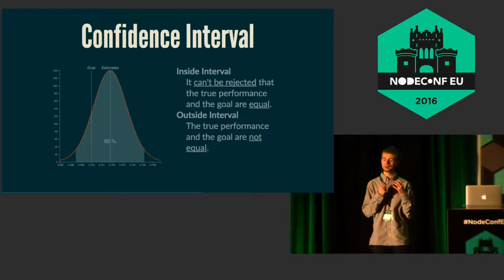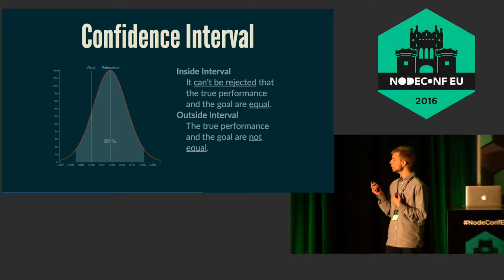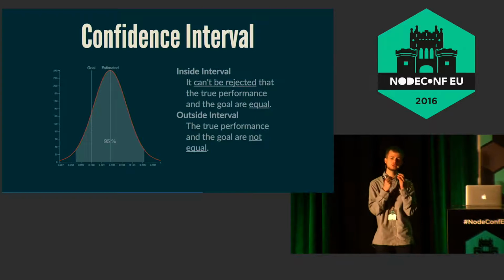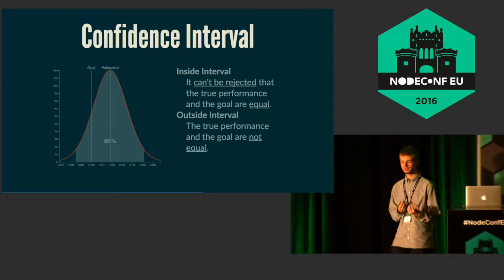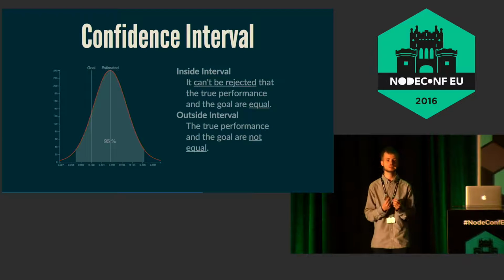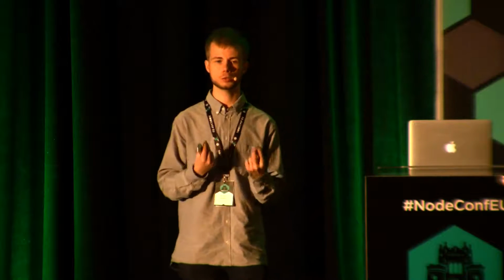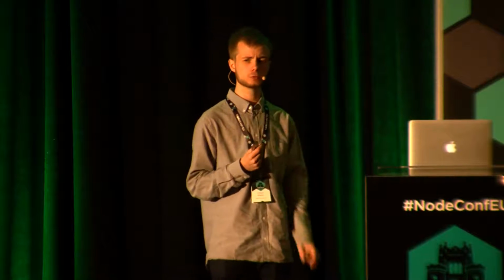So if the goal has been outside of the interval, then it would have been really easy. Because we know, if we accept the 5% risk, that the true performance is inside the interval. We know that. So if the goal is outside of the interval, then that must mean that the goal and the true performance are not equal. We can say that even though we don't know what the true performance is. It's pretty nice. And this is what we call statistical significance.